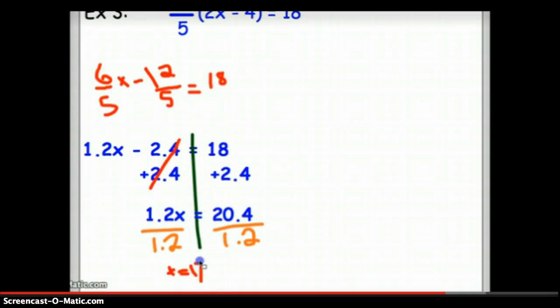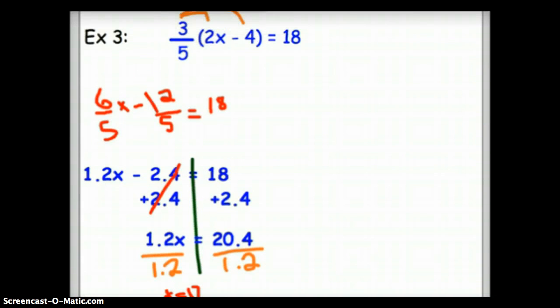For our second option, what we can do, we can get rid of that 3/5 from the start. 3/5 is being multiplied by our parentheses. The inverse of multiplication is division. So we can divide both sides by 3/5. Whenever we divide fractions, you can do your leave, change, flip. So we can flip that 3/5 into 5/3 and multiply both sides by 5/3.